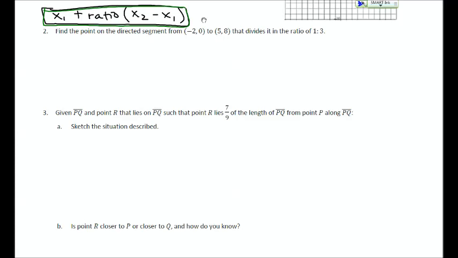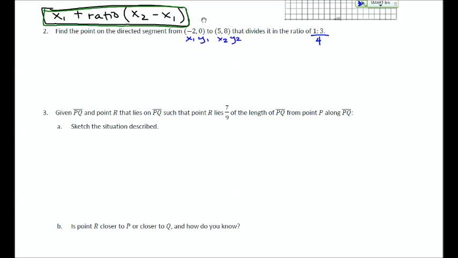Number 2 is find the point on the directed segment from -2, 0 to 5, 8 that divides it in the ratio of 1 to 3. Now 1 to 3 has a total of 4. So if I divide it into 4 parts, then I have a 1-part and a 3-part ratio. All right, this is x sub 1, y sub 1, x sub 2, y sub 2.